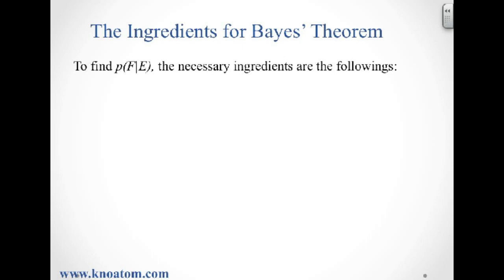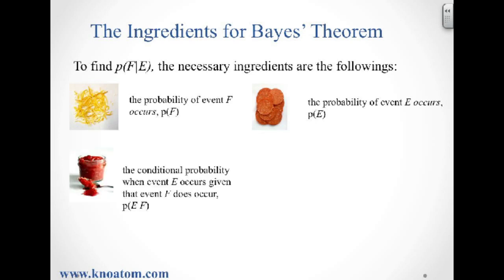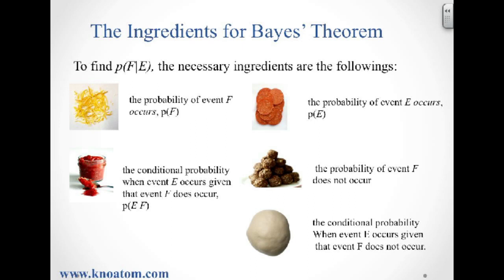In order to find the probability of F given E, one must have information about the probability of F, the probability of E, and the probability of E given F. While it may seem improbable to have such extensive data, often this information can be discovered more easily than the probability of F given E in the real world.